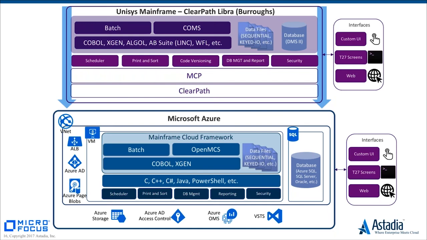So on the top, what you see is the mainframe environment. So you've got your batch, your comms app, processing environment, and the languages that you typically would find, such as COBOL, XGen, which is a tool that we have, a generation 4GL that generates COBOL. You've got Algol, AV Suite, which was Link, Whiffle, and so on and so forth. And then you've got data files, flat files, and then of course your big database, which would most likely be DMS2. And then of course everything that supports that, the security, the code versioning, scheduling, printing and sorting, and that all sits on top of the operating system, which sits on top of the mainframe.